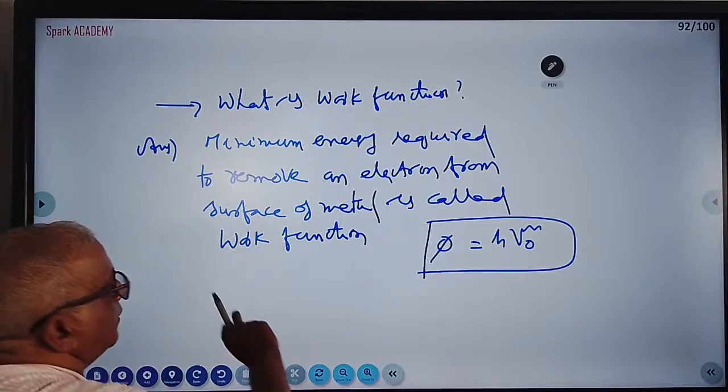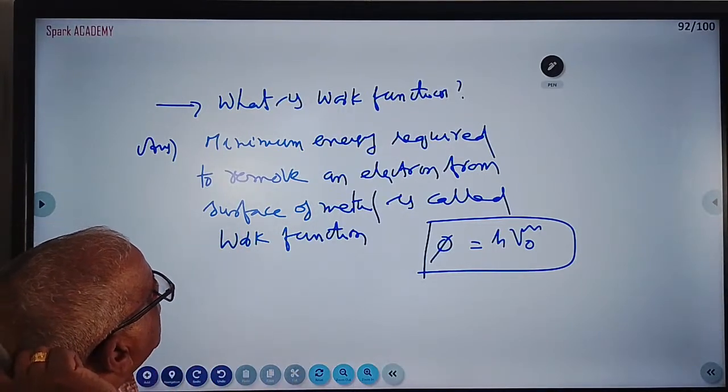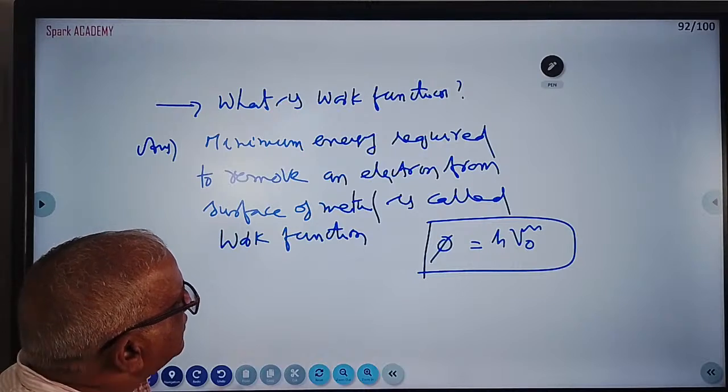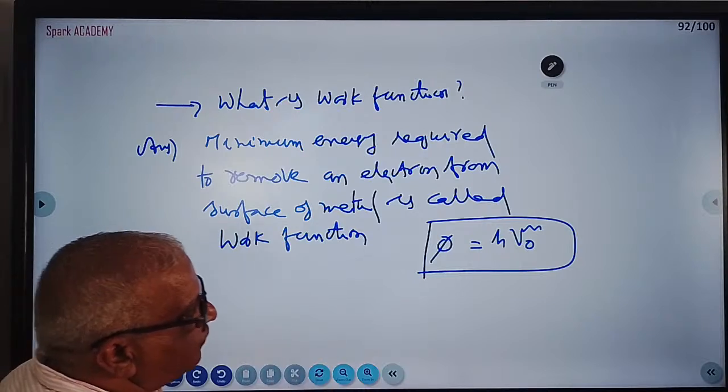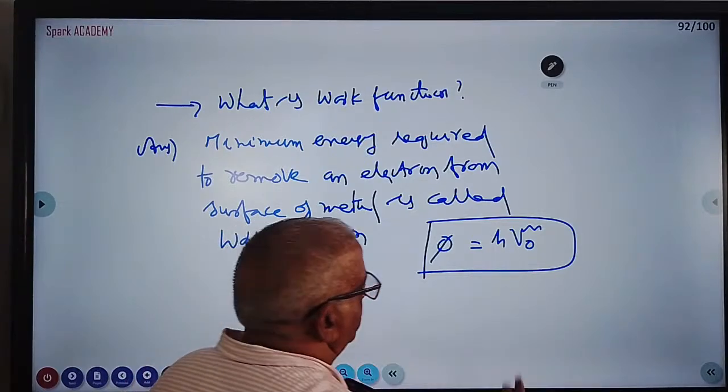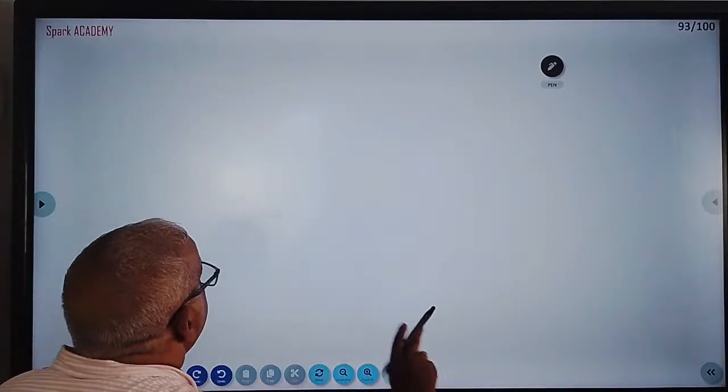Next, explain that. What is work function? The minimum energy required to remove an electron from the surface of a metal is called work function. Work function, nu naught is threshold frequency. Now I am telling photoelectric effect.